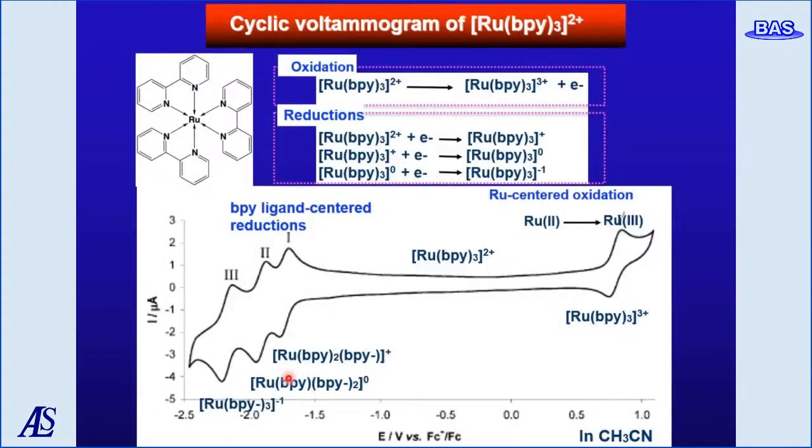Here is shown a voltammogram of ruthenium trisbipyridine 2+ in acetonitrile, which is often used as a photoredox catalyst. An oxidation wave from ruthenium(II) to ruthenium(III) is observed on the positive potential side, and three consecutive one-electron reduction waves are observed on the negative potential side as reversible processes.